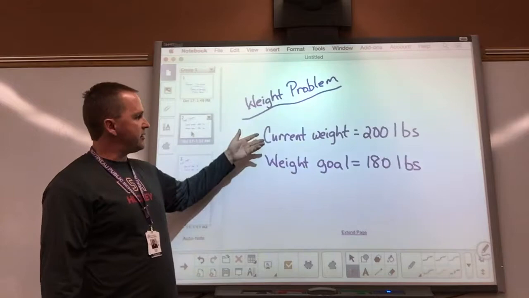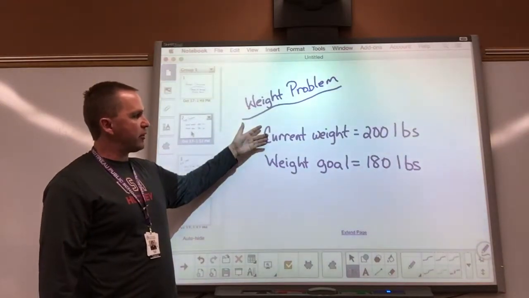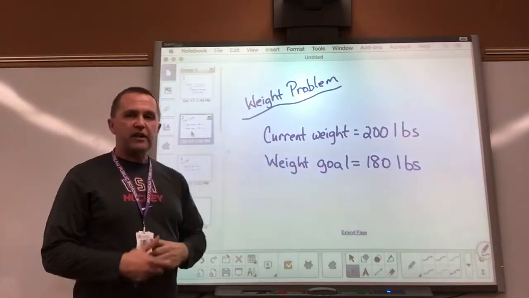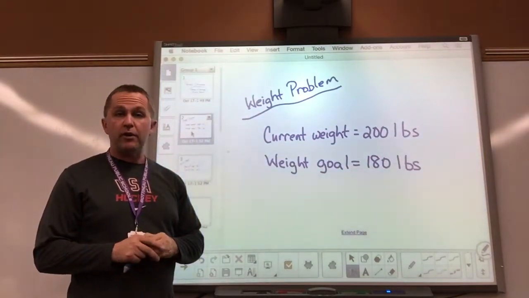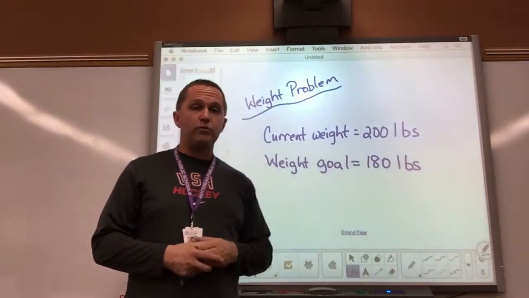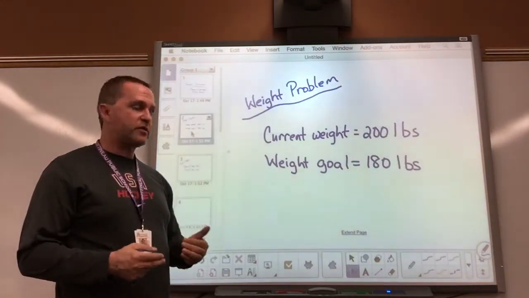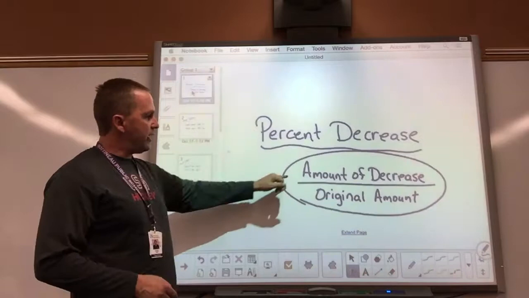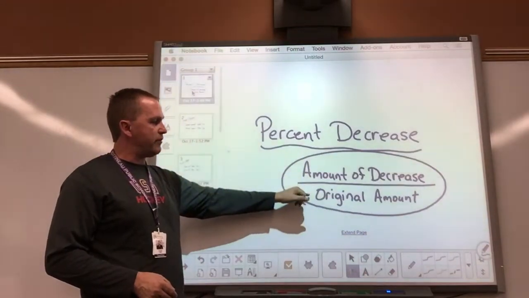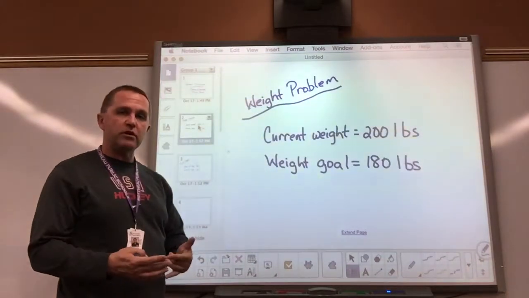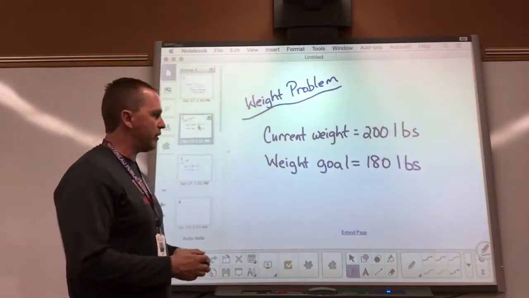And let's say in this case, and I'll use myself as an example, let's say that my current weight is 200 pounds, but I have a goal of getting down to 180 pounds. And I want to know, if I do that, what has been the percent of decrease. So for me in this case, remember, it's going back to this formula here, it is the amount of decrease divided by the original amount. So in this case, it's the weight that I would lose divided by the original weight that I was.